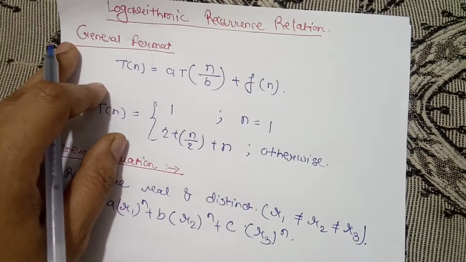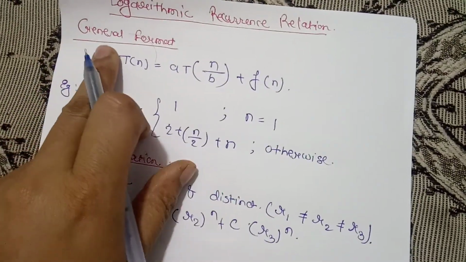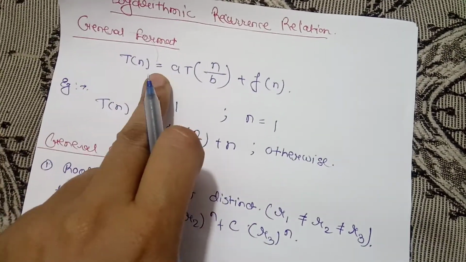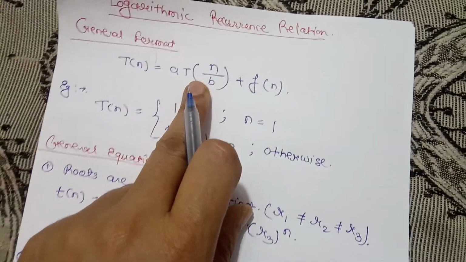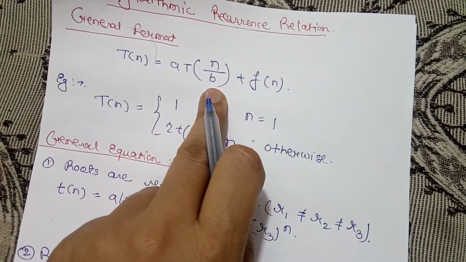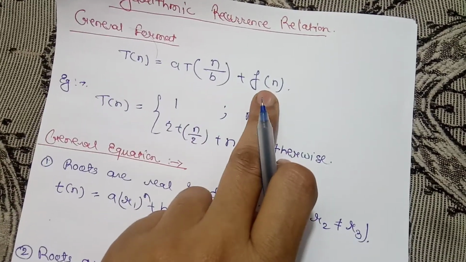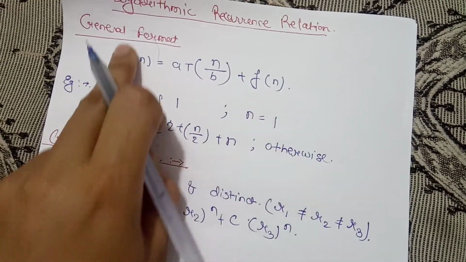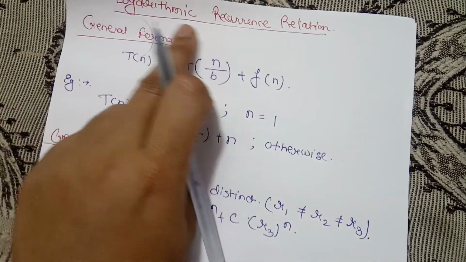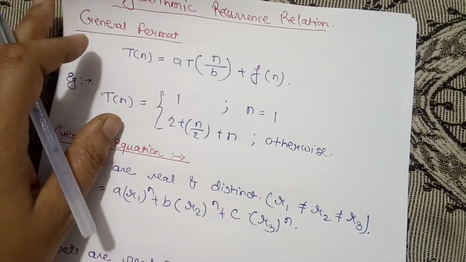So the general format, how to recognize whether the equation given is a logarithmic recurrence relation or any other method's recurrence relation. The general format for the logarithmic recurrence relation is T(n) = a T(n/b) + f(n). Whenever there is the division condition of n, and the f(n) value is given to us, then that equation we have to solve using the logarithmic recurrence relation method.